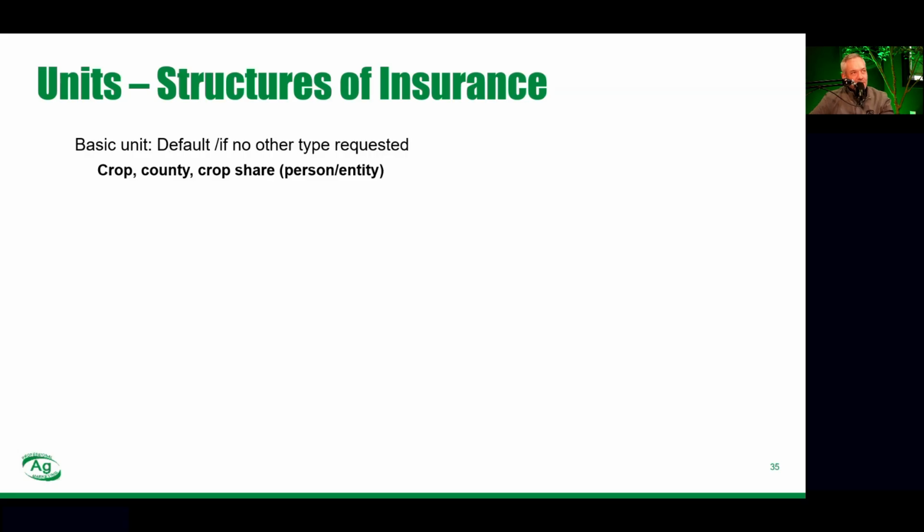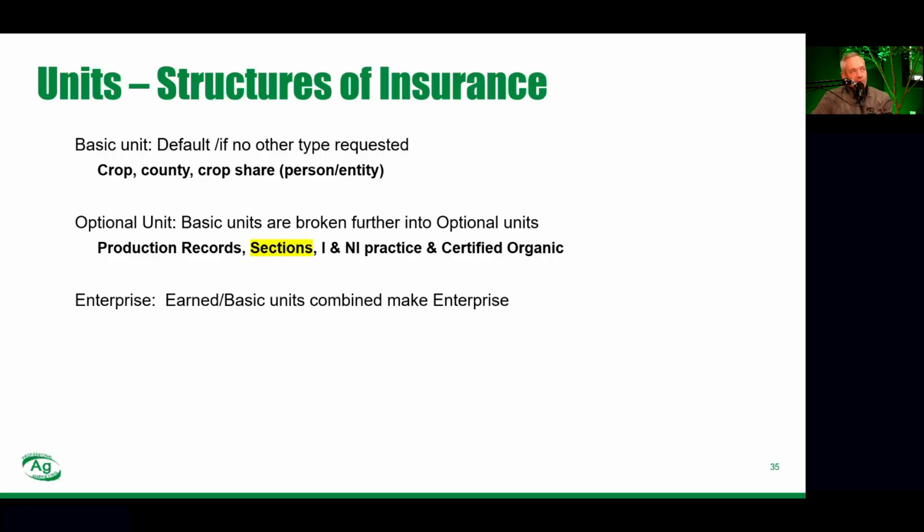Basic unit is the simplest. Basic unit is the default unit if no other type is requested or if I only have one field of that crop in the county. Okay, a basic unit is a crop in a county at a certain share percent. So everything at that share would be under that same basic unit. So if I'm farming 100% cash rent piece of dirt and I plant corn in Rock County, that is one basic unit.